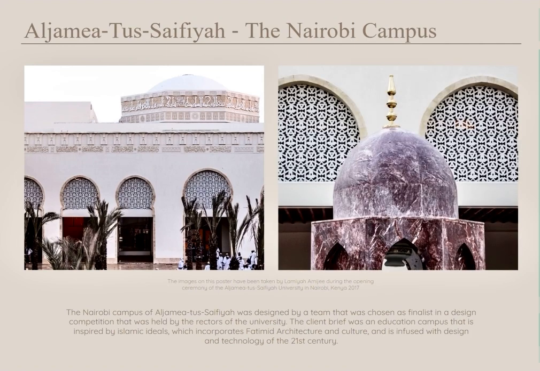The second example is the Nairobi campus of Al Jamiatu Safia, which was designed by a team that was chosen as finalist in a design competition that was held by the rectors of the university. The client brief was an educational campus that is inspired by Islamic ideals, which incorporates Fatimid architecture and culture and should be infused with design and technology of the 21st century.